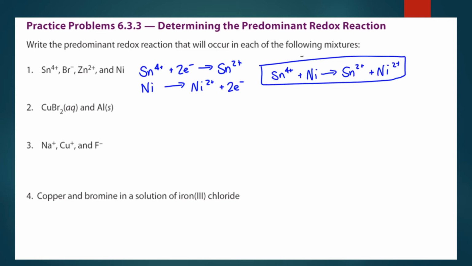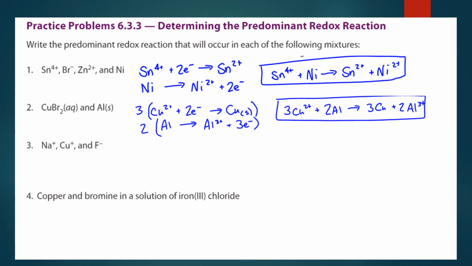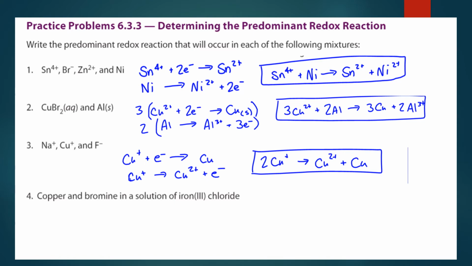Okay, so here's the solution for the first problem. We're going to look for the strongest oxidizing agent and strongest reducing agent, which are those two. With problem number 2, the electrons don't balance. I've got 2 electrons coming from the reaction with the copper and 3 coming from the one with the aluminum, so I have to do a little bit of math to make it even. And there's the solution. And there's the third reaction. Interestingly enough, the Cu+ is the strongest oxidizing agent, and it's also the strongest reducing agent, going to something a little different.